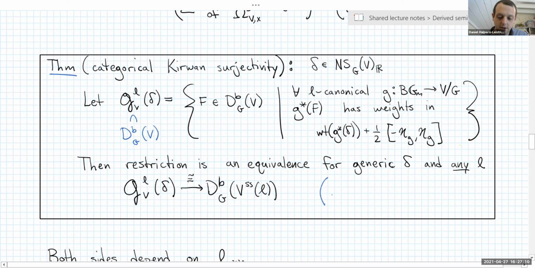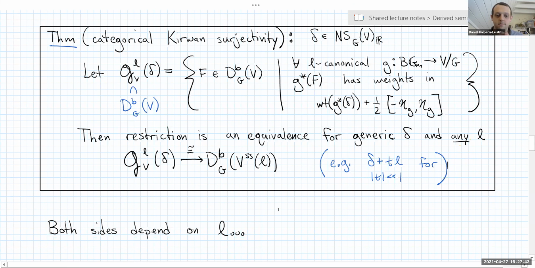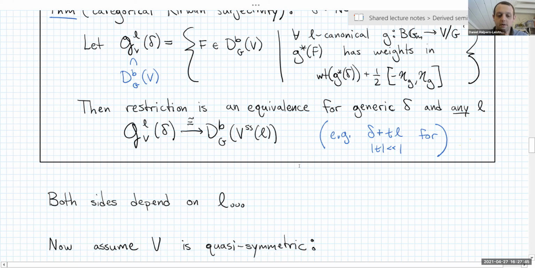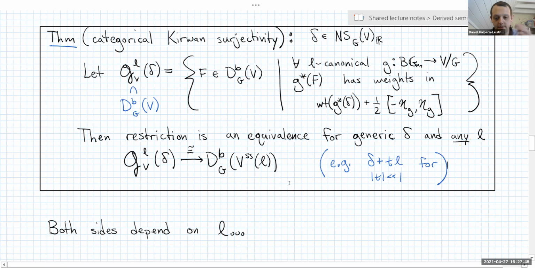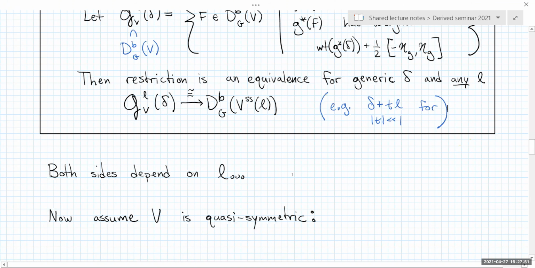And I should say, I'm not going to tell you what is generic, but an example would be if I take delta plus tL, for a really small t, so I perturb delta in the direction of L, and delta and L live in the same space, right? They're both in the Narasimhan-Seshadri group. That would be generic. So there are generic deltas for this theorem. So this is a very clean reformulation of a more general kind of thing. Maybe I'll mention a little bit, but Dan, yeah.